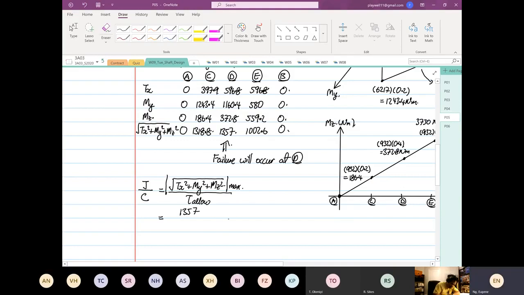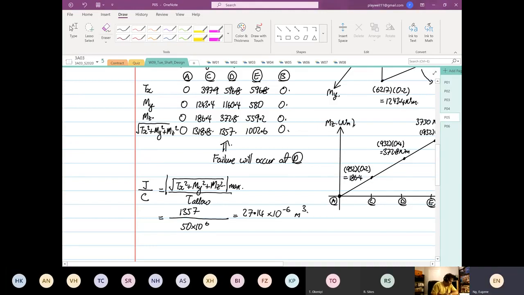The allowable stress over here is equal to, what was it? 50 times 10 to the power 6. So 1357 divided by 50 times 10 to the power 6 is equal to 27.14 times 10 to the power minus 6, and this will be in meter cubed.